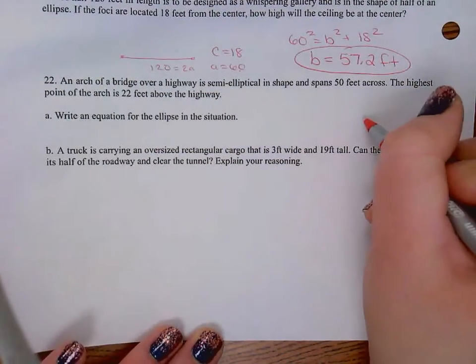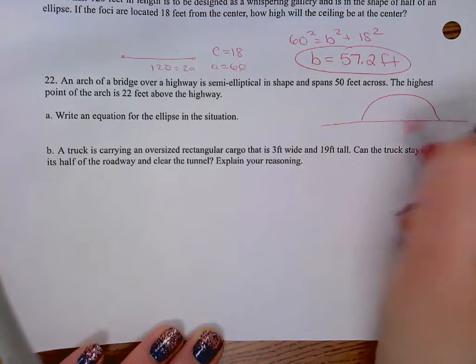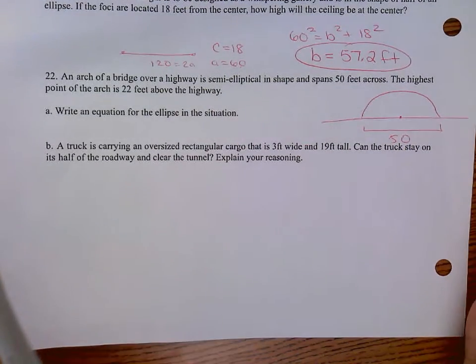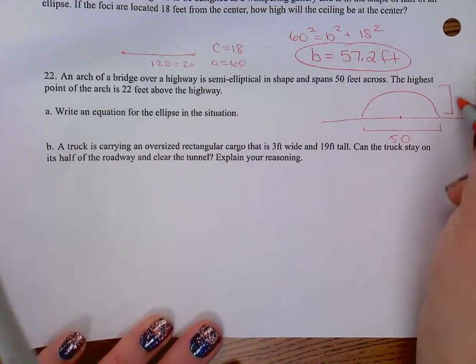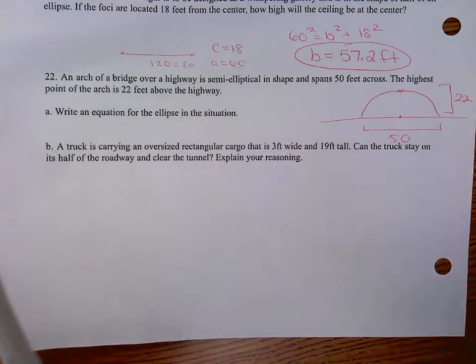So here's my elliptical arch of a bridge. So it spans 50 feet. And the highest point is 22 feet. So that's the height of the bridge. So we've got kind of A and B values floating around. Write an equation for the ellipse in this situation.